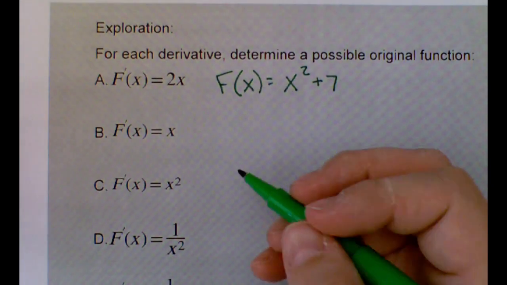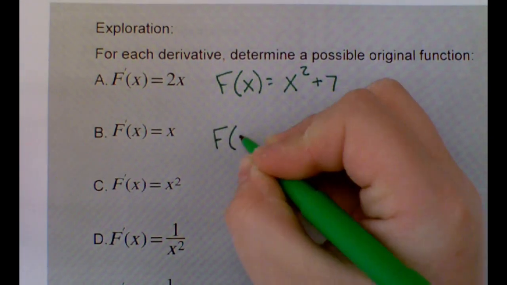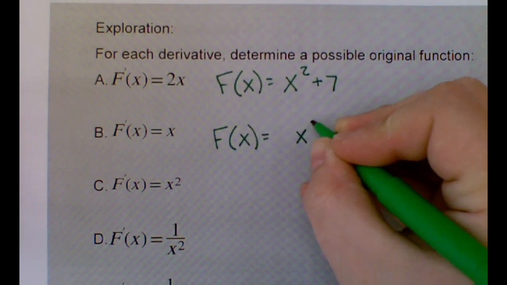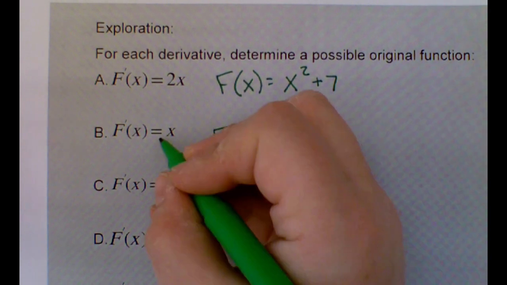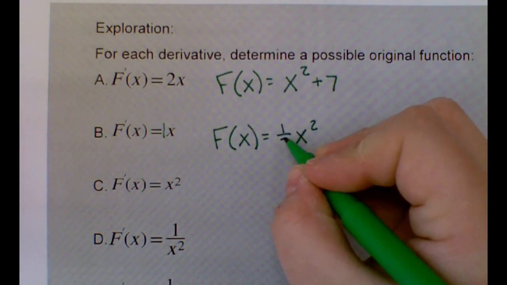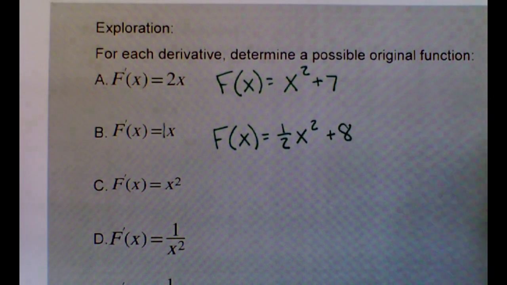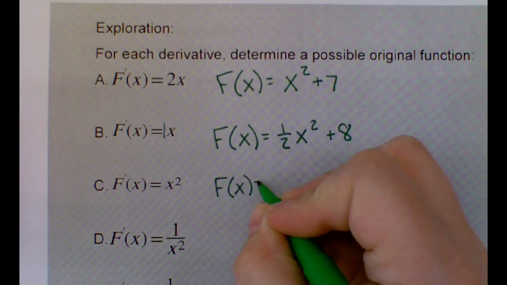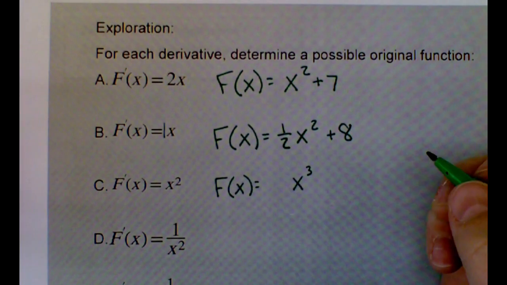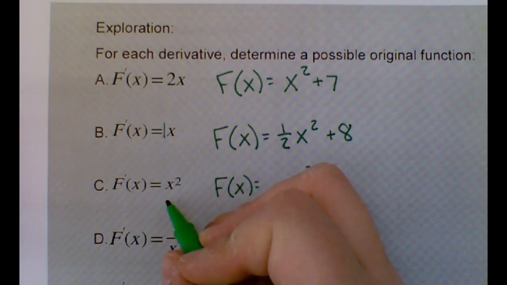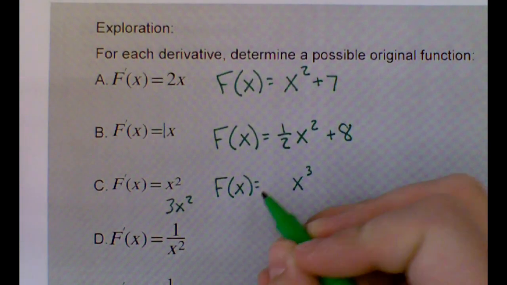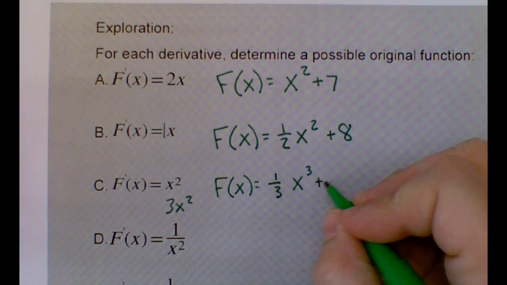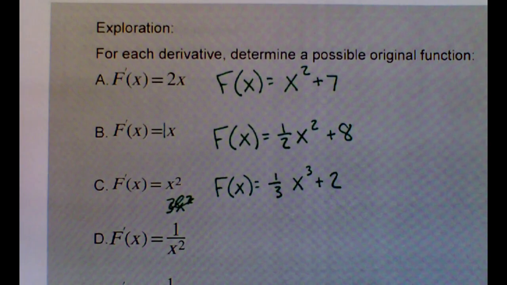Okay, so if the derivative is x, well, to get an x in it, I'd have an x squared. But I'd bring down the 2, so to get a coefficient of 1, I need a 1/2 in the front. But I could also add a number. To get a derivative of x squared, I would have had an x cubed in my original. But when I bring down 3x squared, when I take that derivative, I want that 3 to go away, so I need a 1/3. There might be a number on there too.